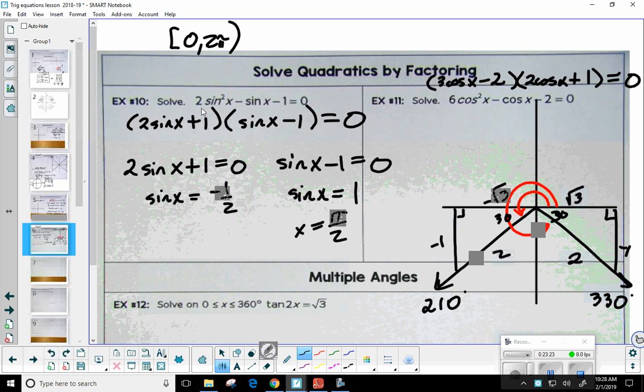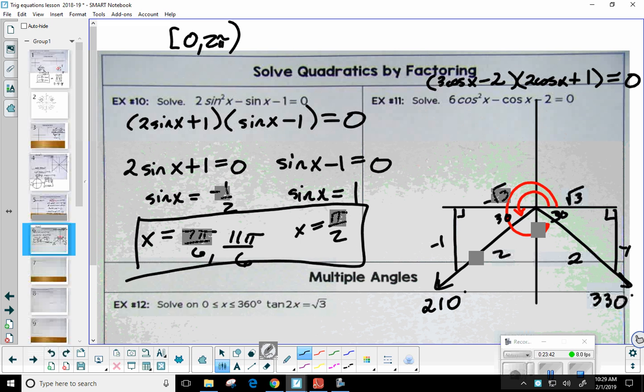Okay. So now let's get the other answers. X equals. So what is 210 as a radian measure? Okay. So 7 pi over 6. Perfect. And 330. 11 pi over 6. That's absolutely right. So on the interval from 0 to 2 pi, there are exactly 3 locations where this equation is going to be true.